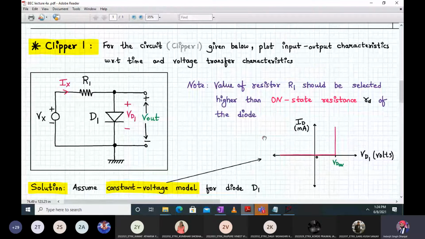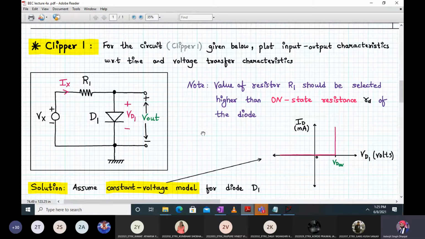The important thing to note here is that the value of the resistor R1 should be selected higher than the on-state resistance of the diode. Now you will ask, what is the on-state resistance? It is nothing but the dynamic resistance of the diode, which we have seen in the diode parameters. Fine, so let us begin our analysis.